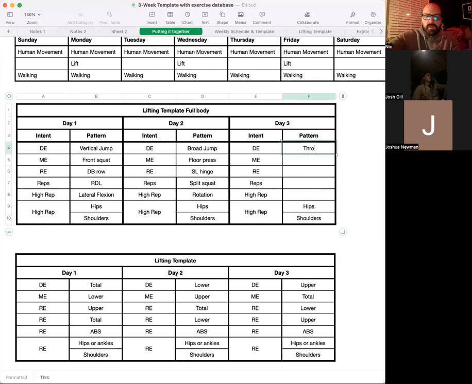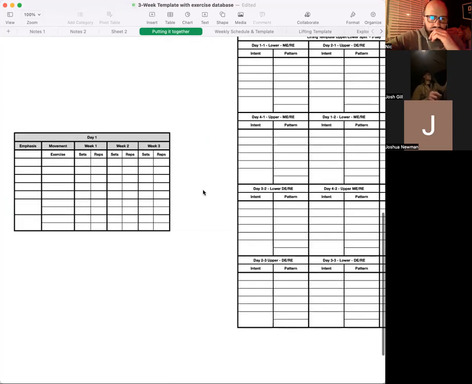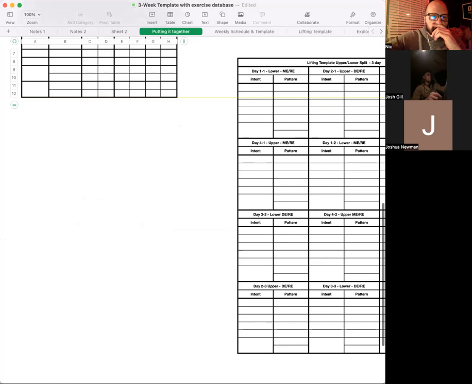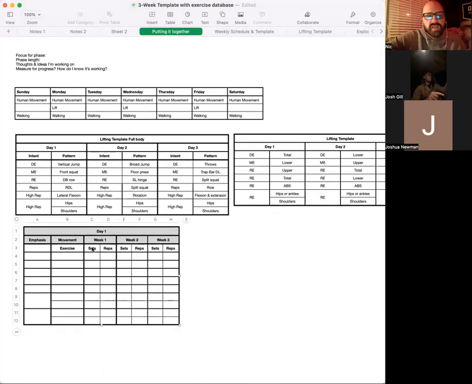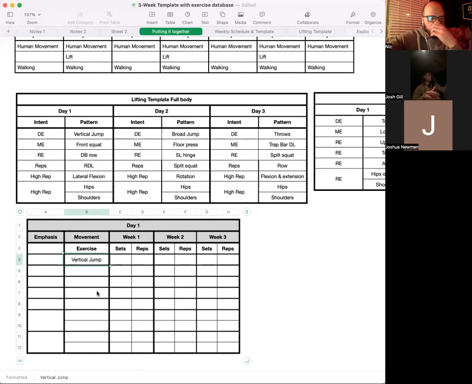This would be throws. Total, this would be trap bar deadlift. Lower, we would do another split squat variation. Upper, we would row, and then you can see flexion and extension. So now those are how the movements are for that 3-week full body. Now we can start to look at the individual day. So day one, if I'm going to do vertical jump, which is a dynamic effort movement.